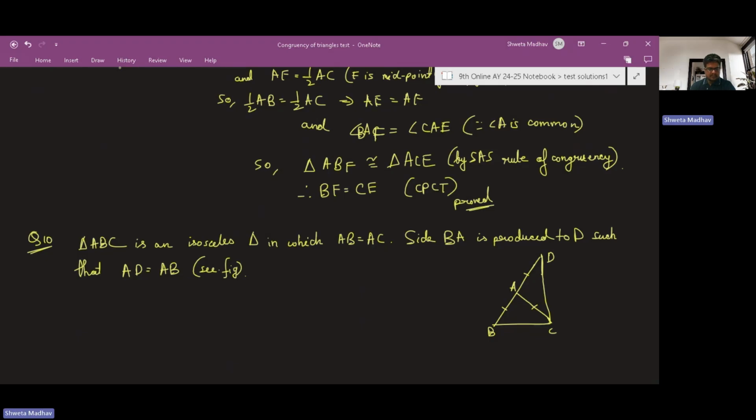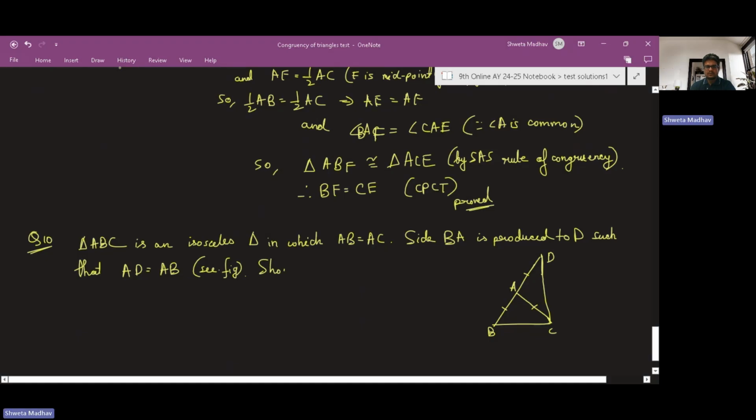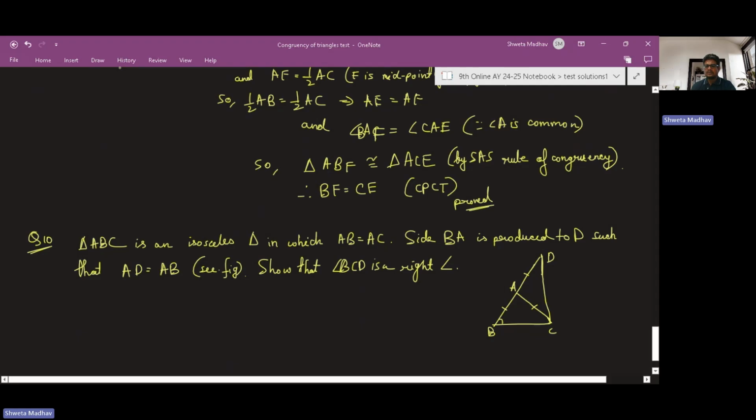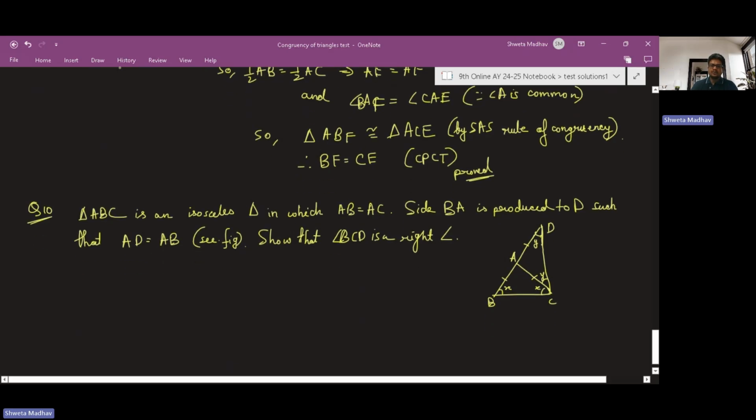Then we have to show that angle BCD is a right angle. How to prove that? Since this is an isosceles triangle, these two angles are also equal. If this is x, this is also x. Similarly, these two sides are equal, so the opposite angles are also equal. If this is y, this is also y, and the sum of the three angles is 180, so x plus y should be 90.